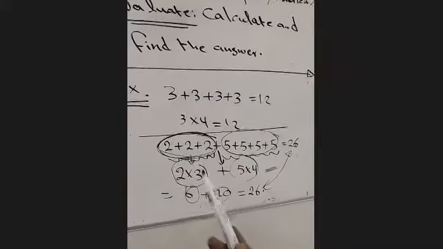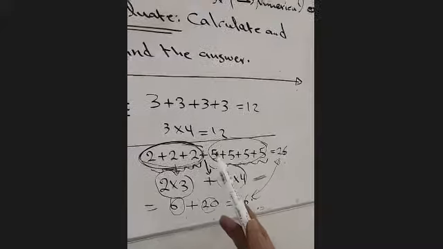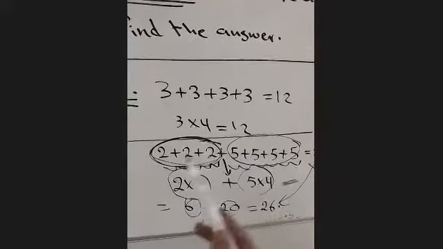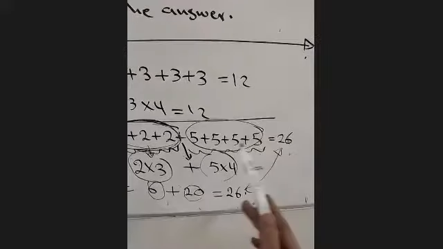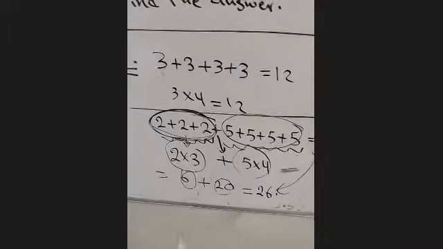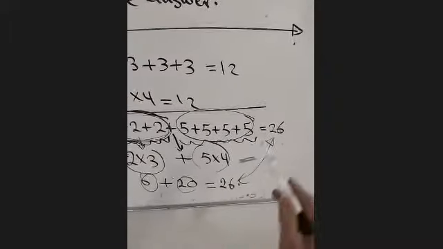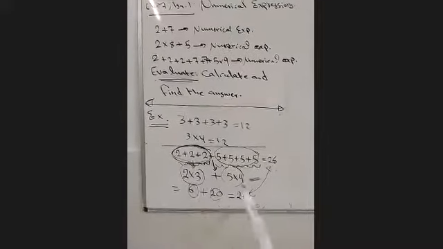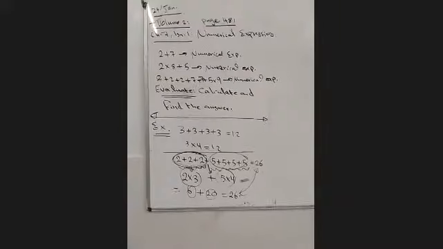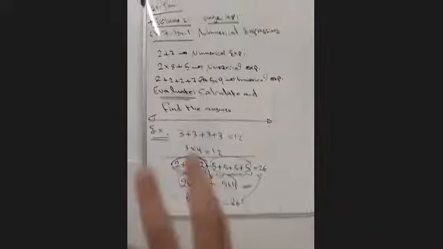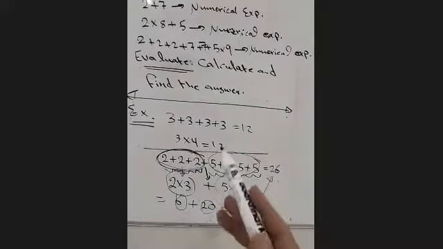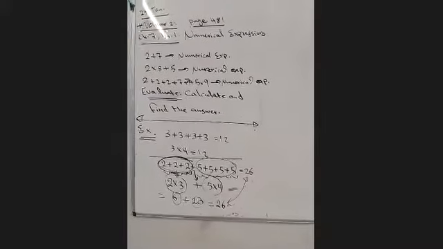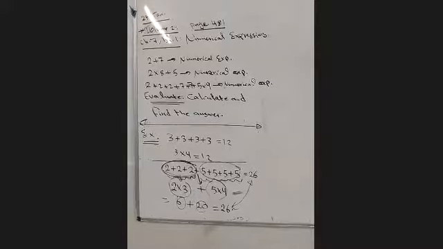Here, for example, if you have 2 plus 2 plus 2, plus 5 plus 5 plus 5 plus 5, you have 3 2s, so you can say 2 by 3. Here you have 4 5s, you can say 5 by 4. And if you multiply and add, you will have the same answer, 26 in both. So we call this expressing the numerical expressions. This is the idea of the lesson, how to express the numerical expressions using addition and multiplication. After we do some examples in the book, inshallah, you will understand it more.